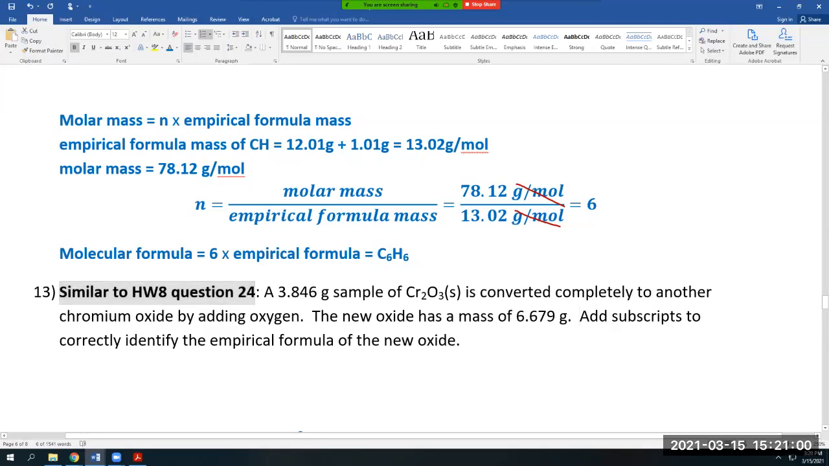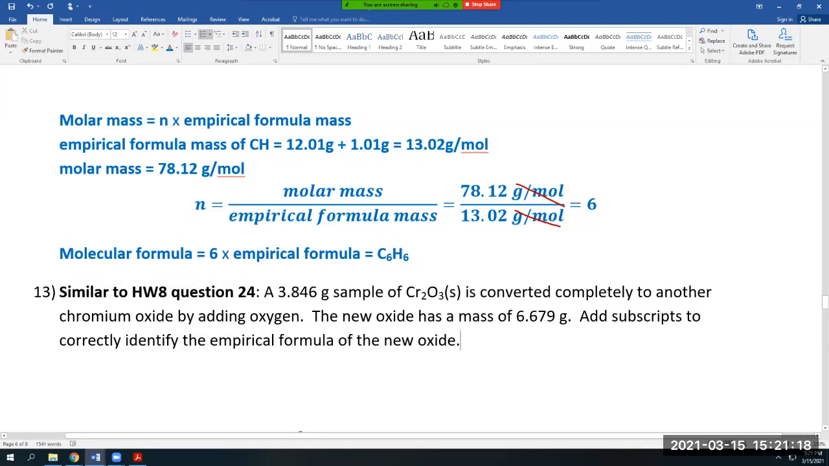So this sentence here is a bit misleading. Add subscript is not really what you will need to do here. It's much more complicated than that. So it's not just a matter of adding the subscript.